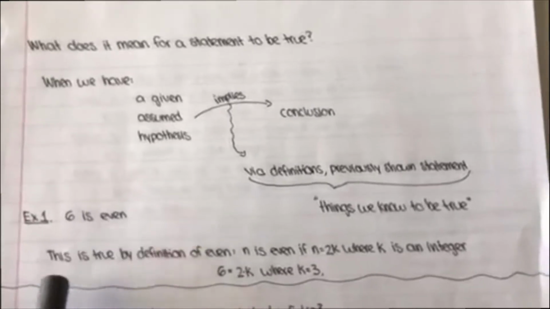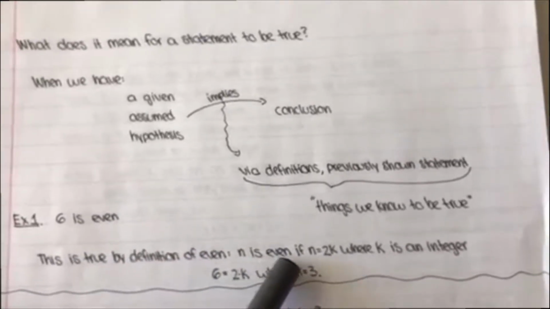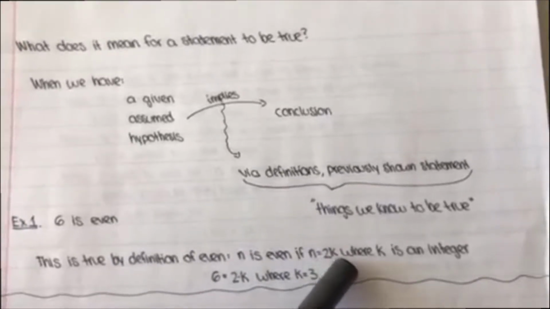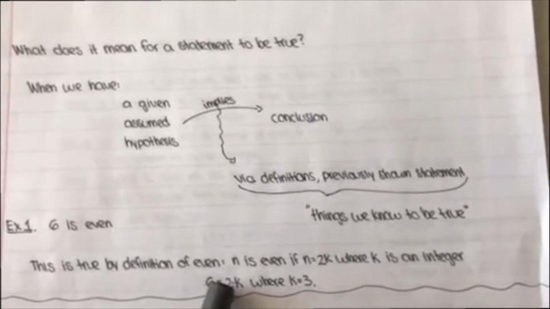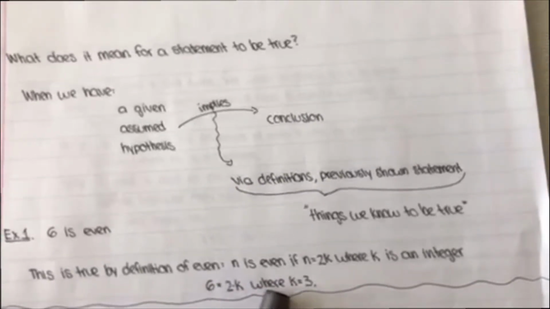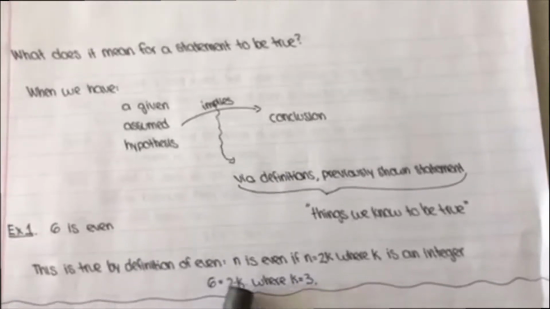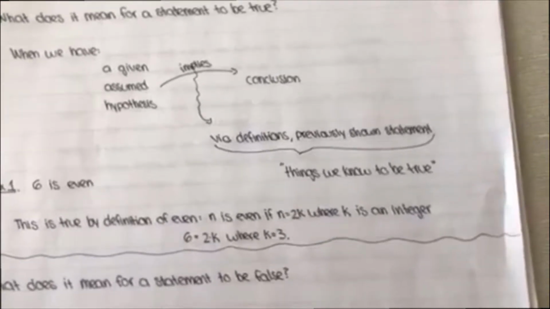6 is even. This is true by the definition of even. n is even if n is equal to 2k, where k is an integer. And that can be applied here, because 6 is even. So we can write 6 is equal to 2 times k, where k is equal to 3. So by using the definition of even, 6 is even.